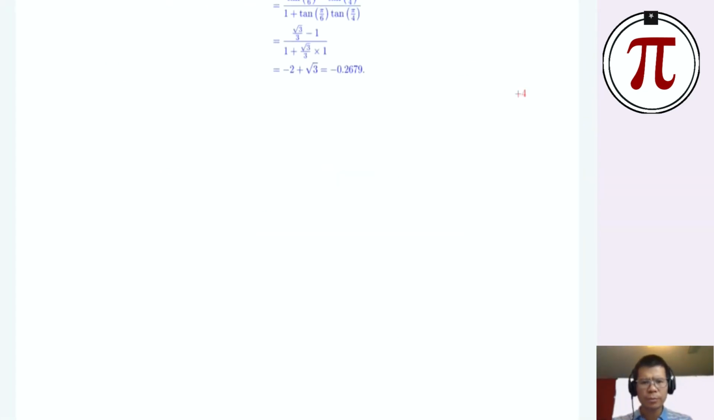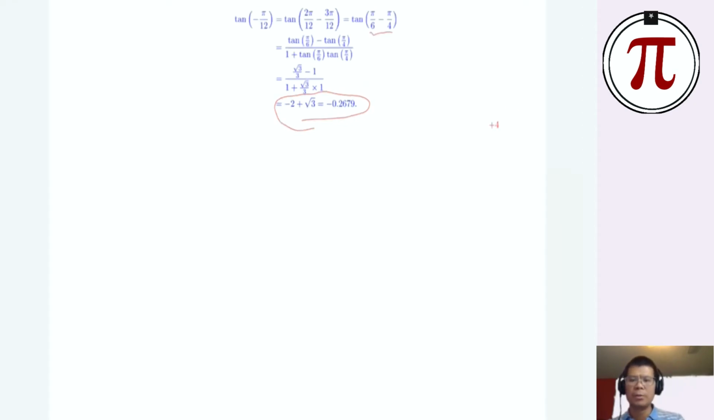Now there is another way to solve this problem, all right? By observing that negative pi over 12 can also be written as 2 pi over 12 minus 3 pi over 12, yes, right? So this is another way to write this one, and this is the difference between these two special angles, pi over 6 minus pi over 4. And again, we can use the difference formula for the tangent, and find this one. You got the same answer. All right, so that's how we solve this one.